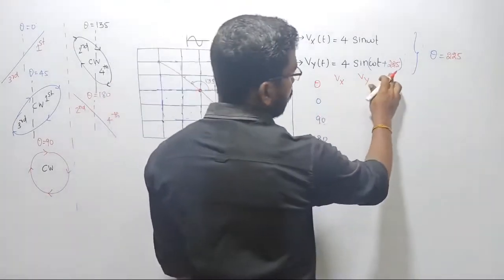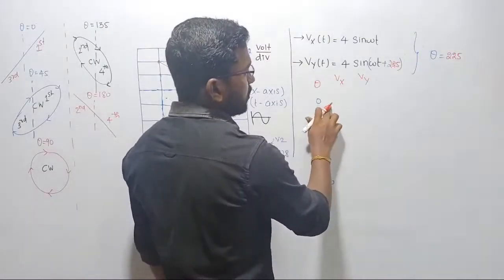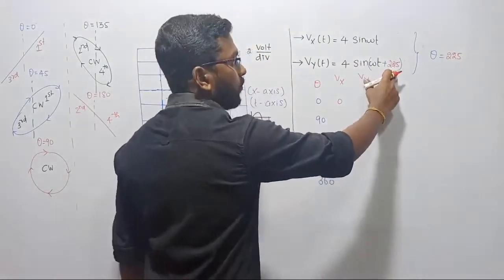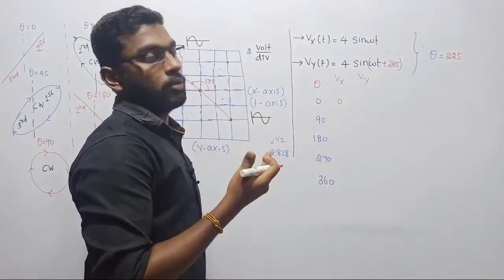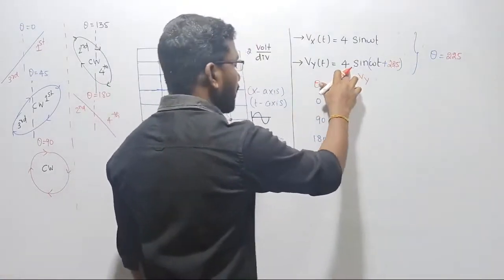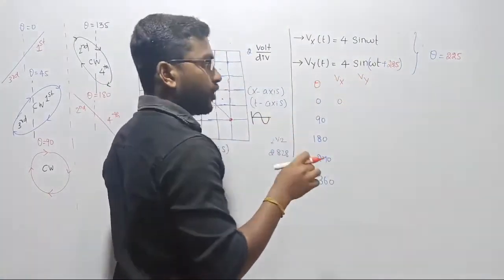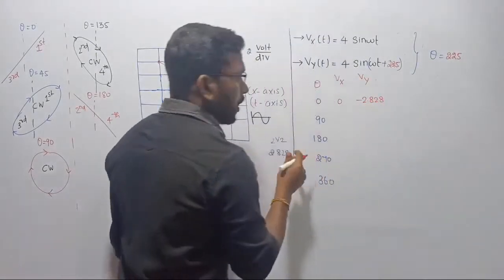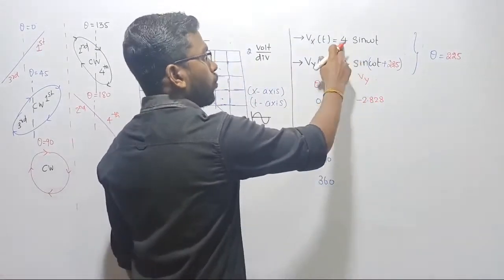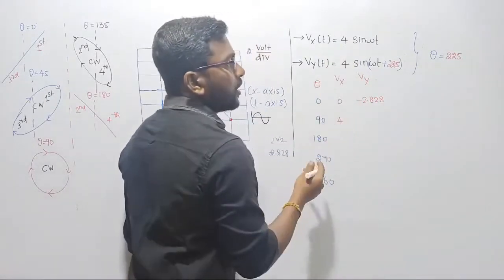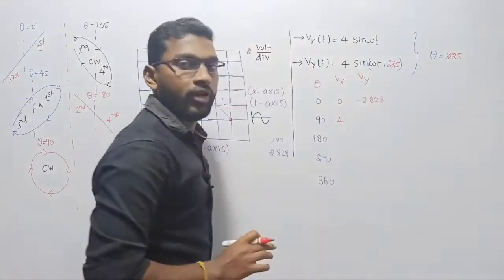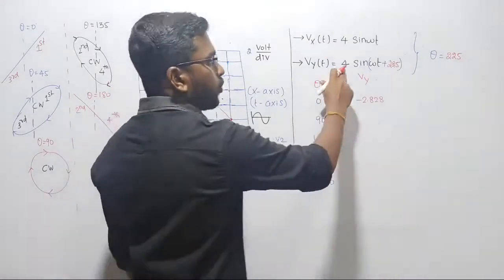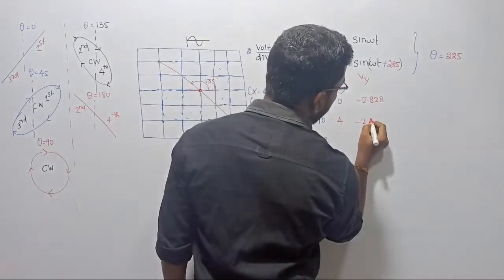What is our journey with the 225, right? Let's see. At x equal to 0, sin 0 is 0. 0 plus 225 will become 225. Sin 225 is minus 1 by root 2. Minus 1 by root 2 into 4 will give you minus 2.828, right? So this is equal to minus 2.828. At 90, sin 90 is 1, so 1 into 4 will become 4. Here 90 plus 225 will be equal to 315. Sin 315 is minus 1 by root 2. Minus 1 by root 2 into 4, again minus 2.828.